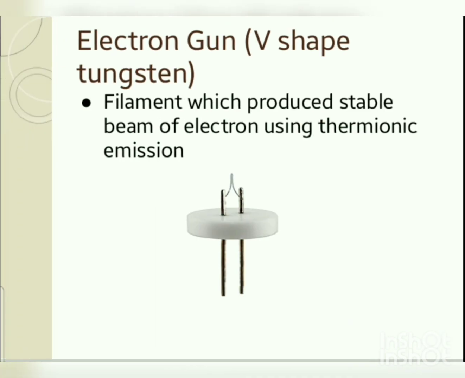Electron gun: a filament which produces a stable beam of electrons using thermionic emission. Using thermionic emission, it generates electrons, which is also called the source. The electron gun, which is a V shaped tungsten, produces electrons.